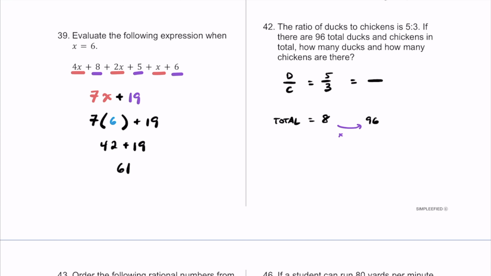So how does 8 become 96? That looks like there's 12 times more total animals here. So we should take everything and multiply it by 12. So 5 times 12, that's going to be 60. 3 times 12, that's going to be 36. So if the question is how many ducks there are going to be, there would be 60 of these ducks. And then for the chickens, there are going to be 36 chickens. So that's keeping the same ratio. And now there are 96 of these in total.